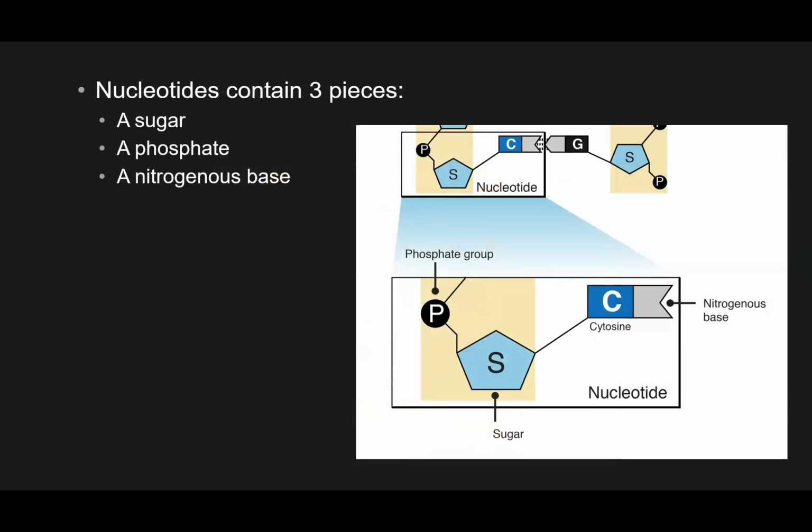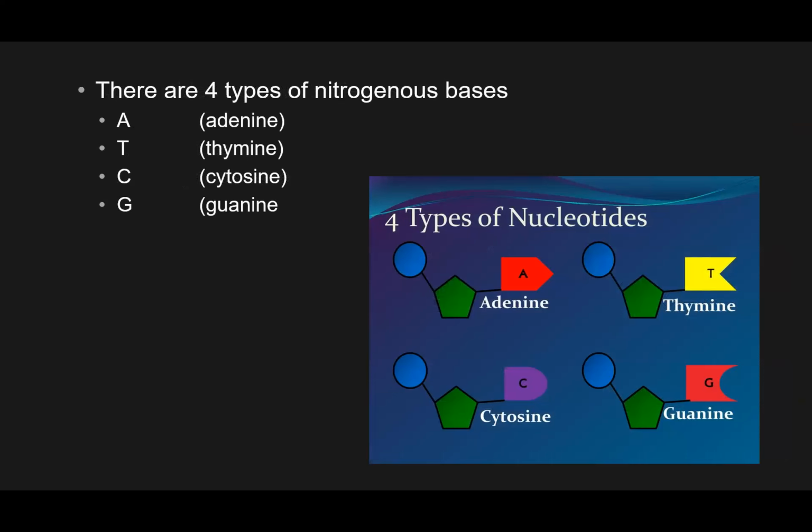Okay, so again, just to repeat, a sugar, that is this complex molecule or complex portion of a molecule that is a pentagon shape. We have a phosphate group, so this is going to be a phosphate with various other atoms attached to it, and the nitrogenous base, which comes in 4 distinct flavors, as we can see here. So we have 4 types of nitrogenous bases. We have adenine, we have thymine, we have cytosine, and we have guanine.